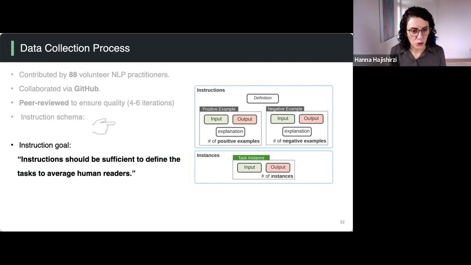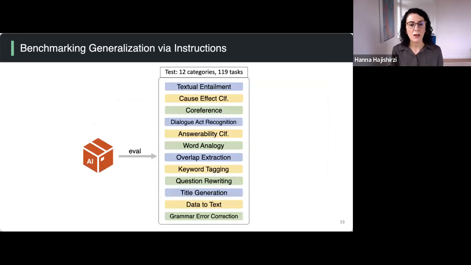This was our instruction goal. We wanted our instructions to be sufficient to define the task for an average human reader. And this is how we've collected instructions from our NLP practitioners. Then once the data is collected, for each of these tasks, like textual entailment, we have all the instances and some descriptions of how the task would be done.